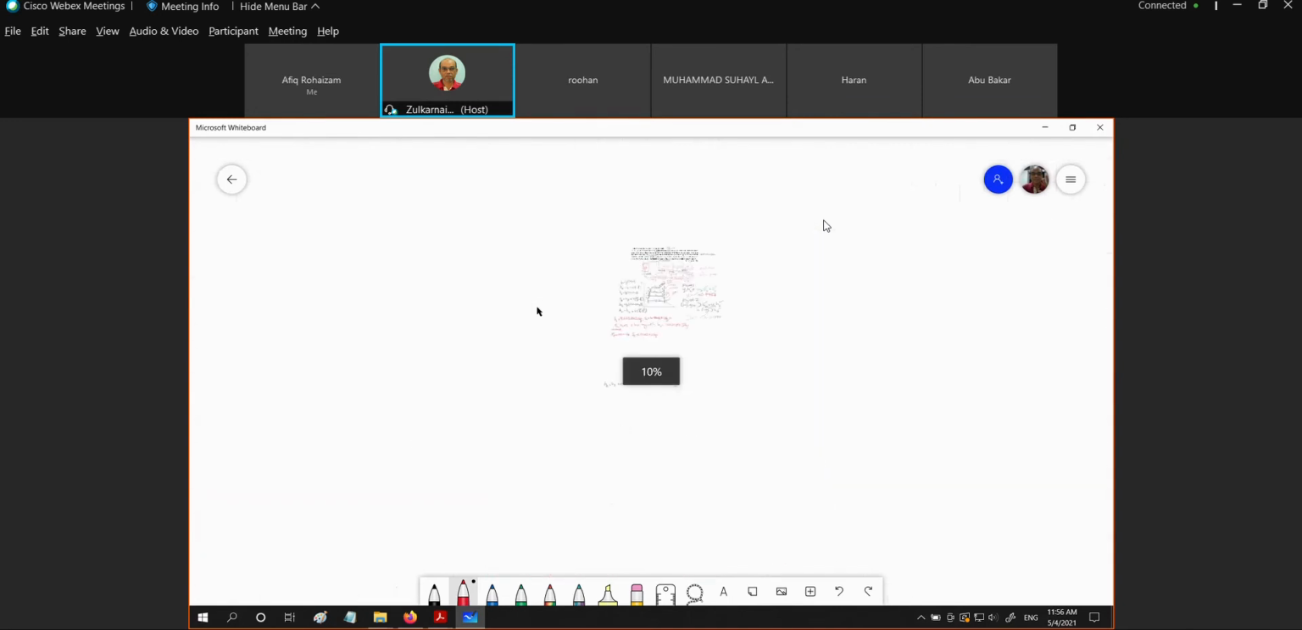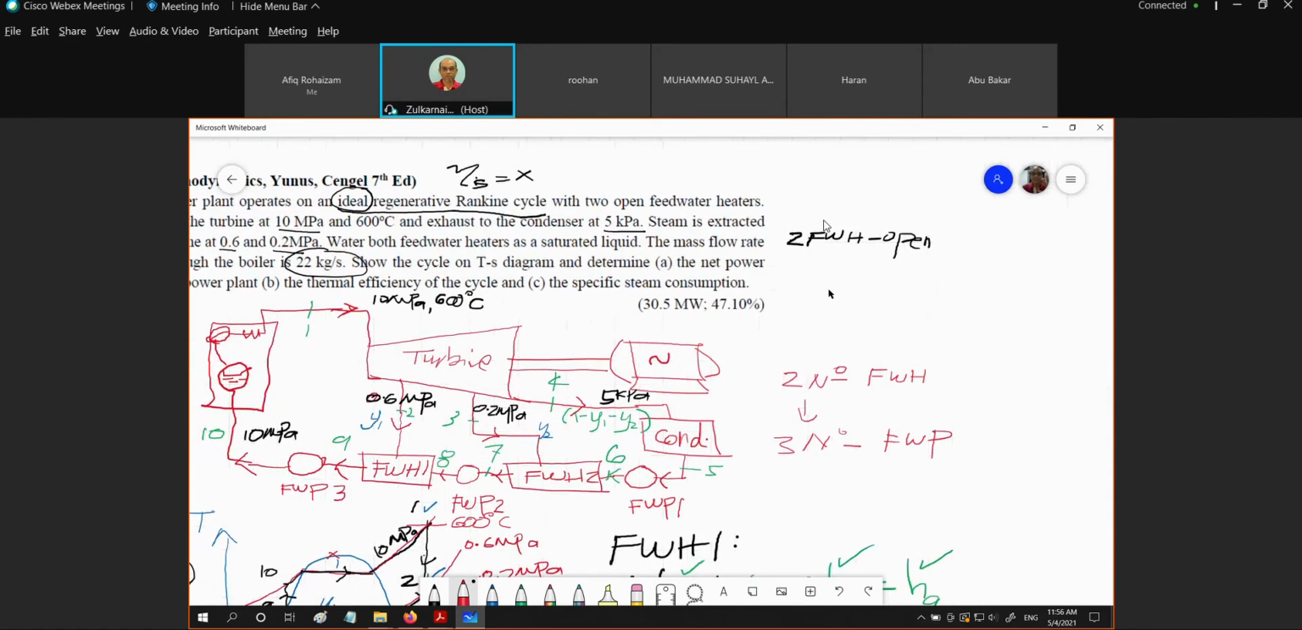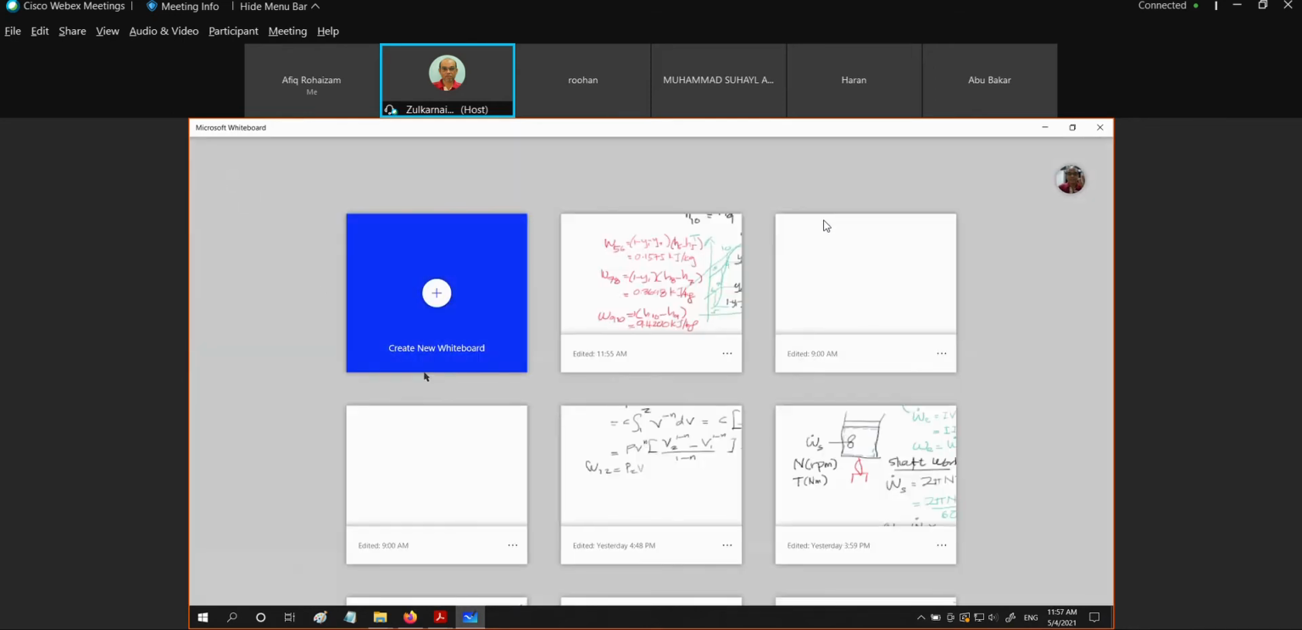Maybe sometimes we miss some very important data, then we have to look back to the question. In a case like this, it says 22, right? The steam through the boiler, and that is our total mass of the whole cycle. Okay, sir. Noted. All right.